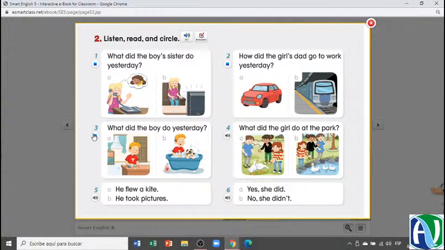Okay. The guy usually cleaned the room on the weekend, but yesterday he washed the dog. Let's go with the number four.